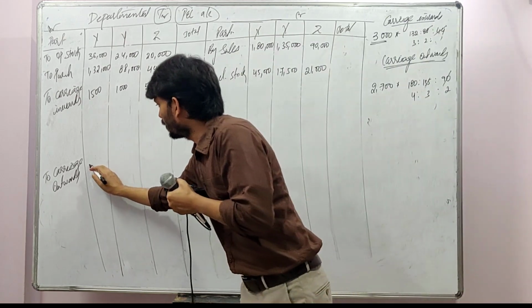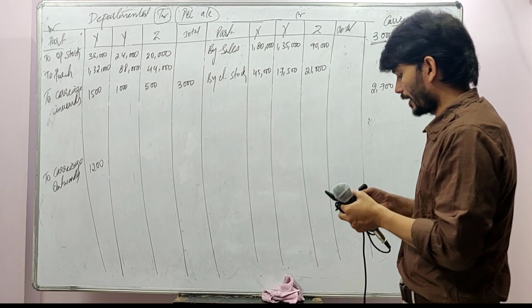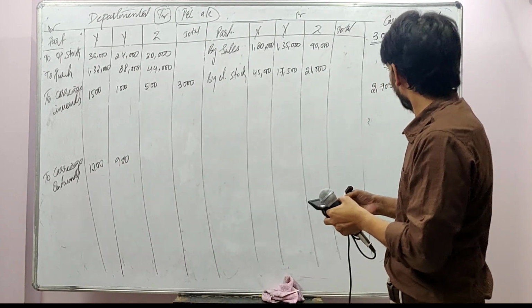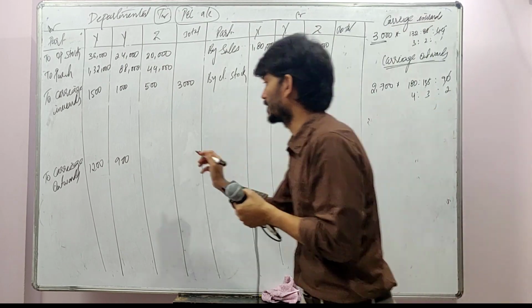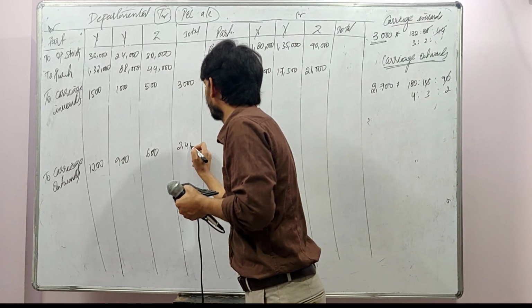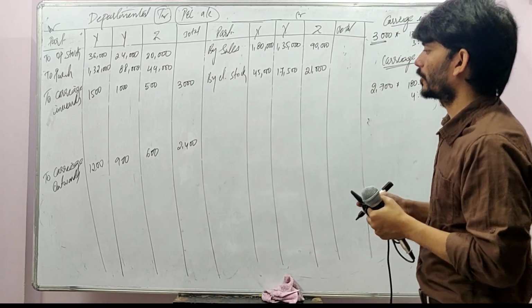So 1200 will be here, divided by 4 multiplied by 3, 900 here, divided by 3 multiplied by 2, 600 here. Okay. So 1200, 900, 600, 2700.